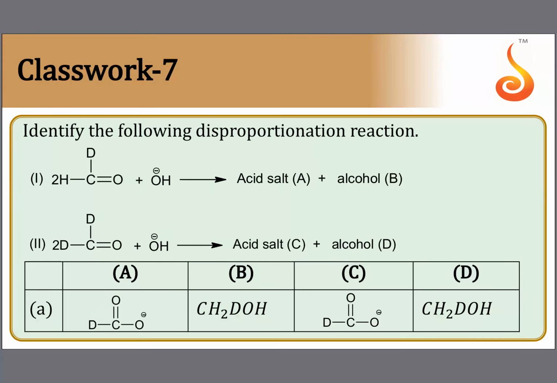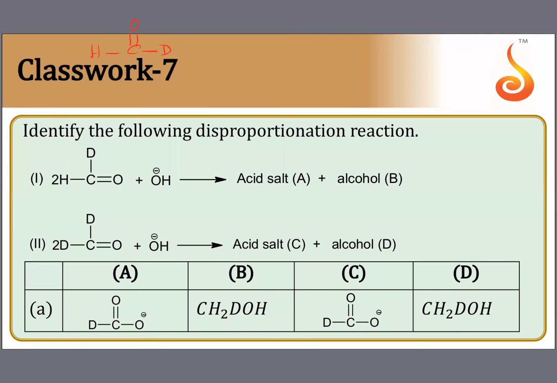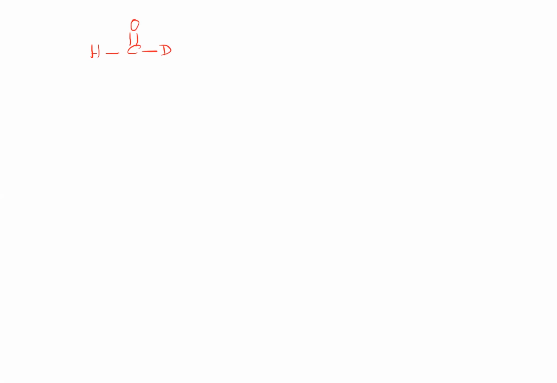Next one. Identify the following disproportionation reaction. Disproportionation reaction, Cannizzaro reaction. This is a very, very important question actually. Better we will use the whiteboard. HCHO and DCDO, right? One is heavy hydrogen, the other one is normal hydrogen. Two out of two such type of molecules: formaldehyde and deuteroformaldehyde.